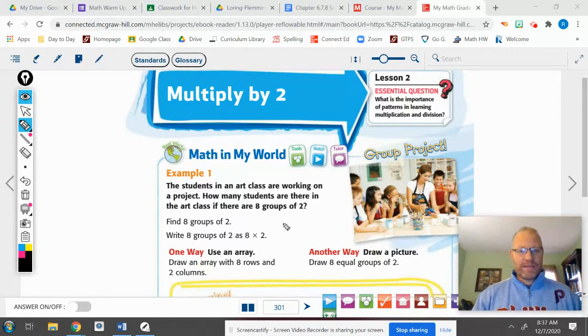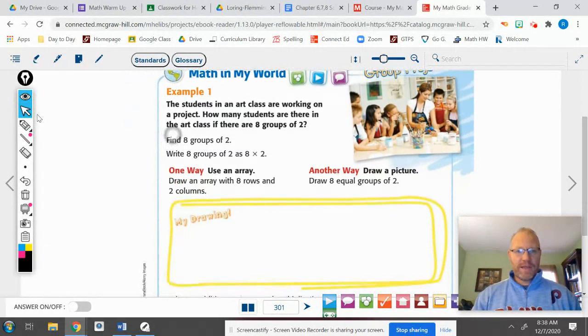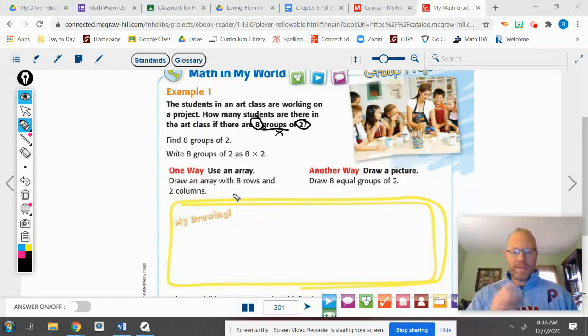Math in my world starts off by saying the students in an art class are working on a project. How many students are there in an art class if there are 8 groups of 2? So we have 8 groups of, and when we look at groups of, we know that means to multiply. Find 8 groups of 2, write 8 groups of 2 as 8 times 2. So when we see 8 groups of 2, we know that means 8 times 2.